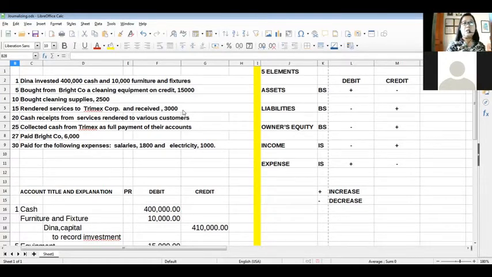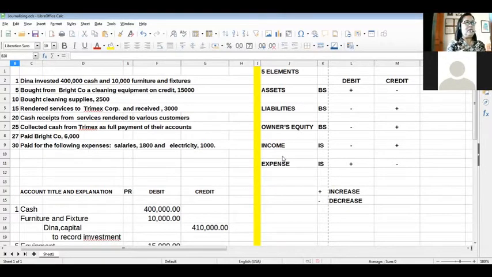Sabi niya, nagbigay siya ng service. So, ito ay nagbigay ng service and that is income. So, dito tayo papasok sa income element. Okay? So, we will be using an income account. Okay? So, one example of income account that we can use is service income. Sometimes you can also use revenue. Okay? Pag service, pwedeng service income or you can use revenue. This time, let's use service income as our income account.